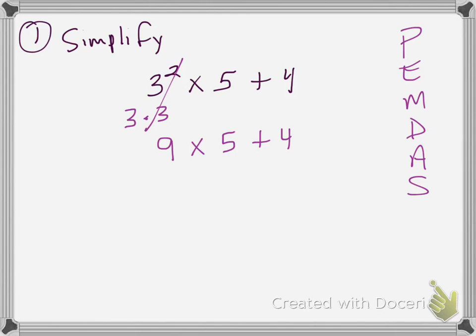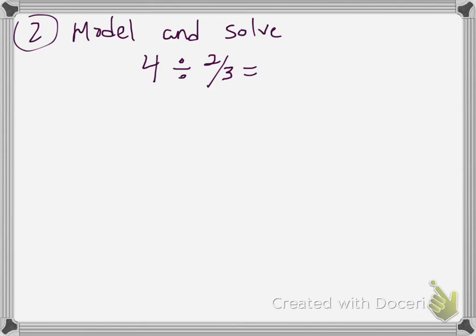Next, do I have any more exponents? No. So I'm on to multiplication, which I do have. I have 9 times 5, which is 45. So I'm going to do a simple cross out, write down 45, and I'm going to write down everything else I didn't use. Do I have any more multiplication or division? Nope, I just have addition. 45 plus 4 is 49, and that's my final answer.